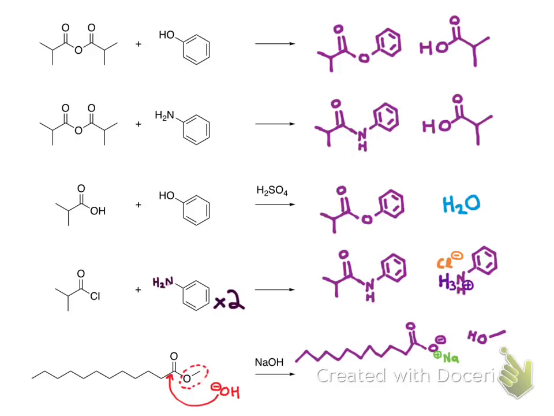Okay. And thus concludes this video on the generic reactions where carboxylic acid derivatives are used as electrophiles. And here are 5 specific examples of those and the products that we would get from these reactions.